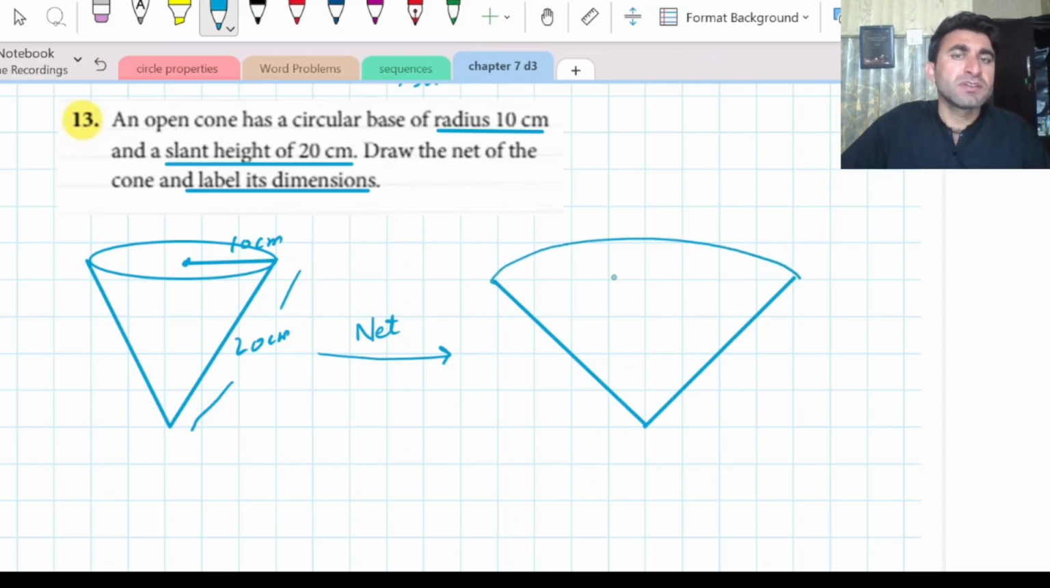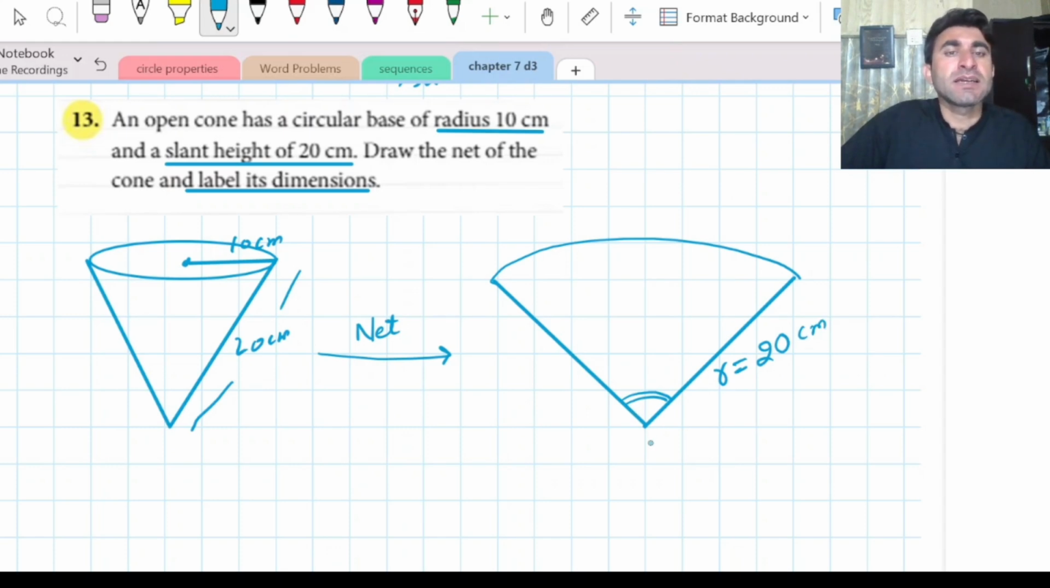And we know there are two things in a circle. One is the radius of that sector, and the other is the angle at the center of the sector. Now when we are opening this cone into a sector, the slant height of the cone basically becomes the radius of the sector. So the radius is 20 centimeter.